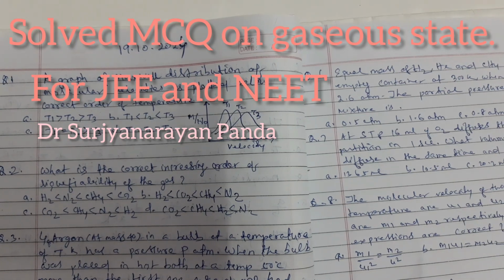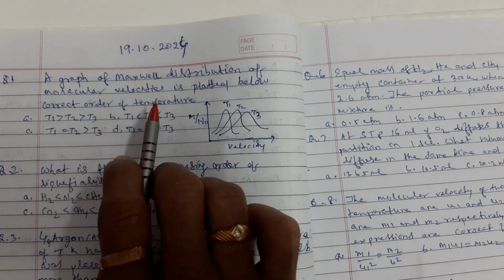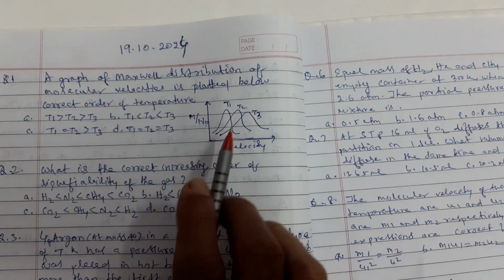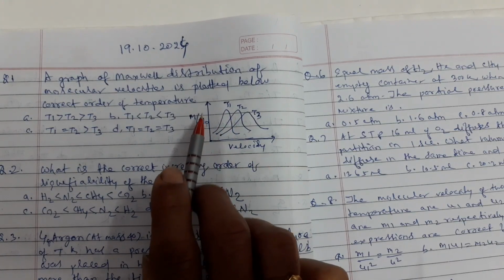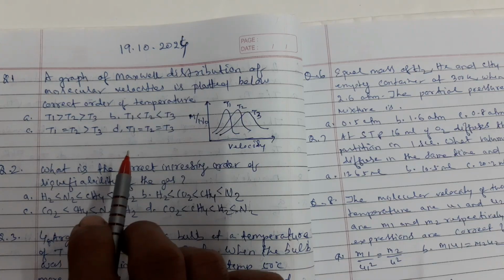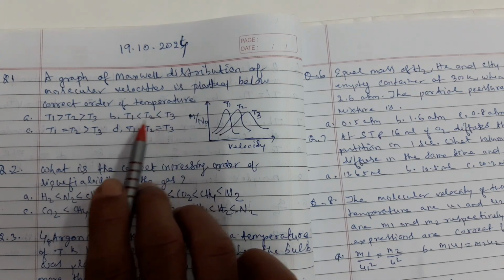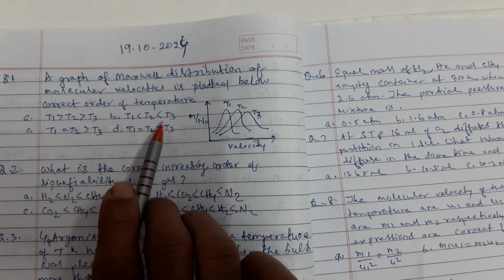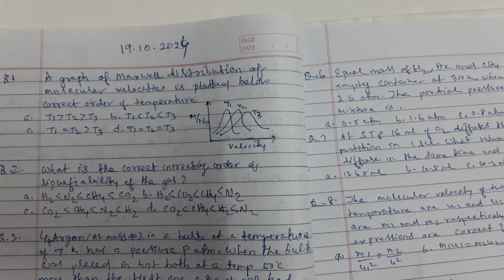Dear students, today I'll discuss with you some important MCQ from the gaseous state. The first question: a graph of Maxwell's distribution of molecular velocity is plotted below. So it is the velocity and the number of molecules. Out of the choices, which one is the correct order for temperature? Out of the choices, B is the correct: T3 is greater than T2 is greater than T1.